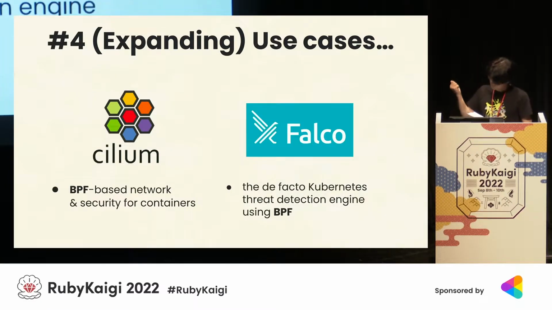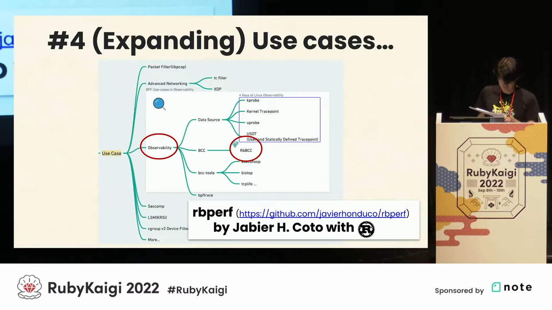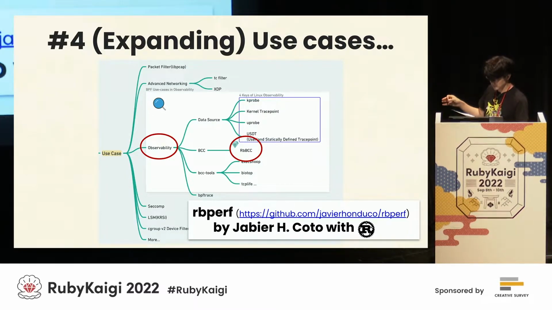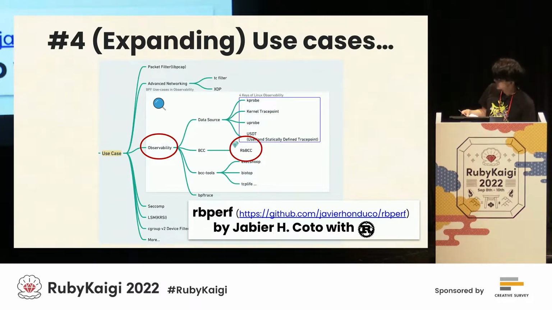These are very widely used by cloud-native applications. Another interesting tool is RbPerf, created by Javier Honduvilla Coto. This tool is to observe Ruby's performance and debug. Then RbBCC is also made mainly for observations.